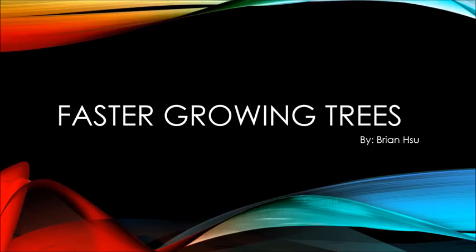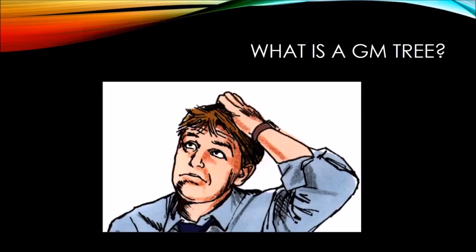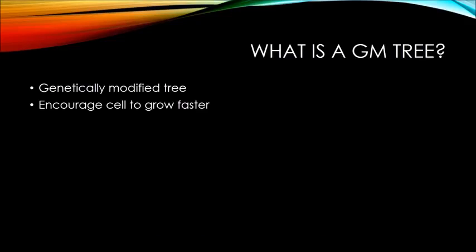First of all, what is a GM tree? GM refers to the genetically modified tree, which is a tree whose DNA has been modified using genetic engineering techniques. It can be done by manipulating the cells, which helps the tree to grow faster.